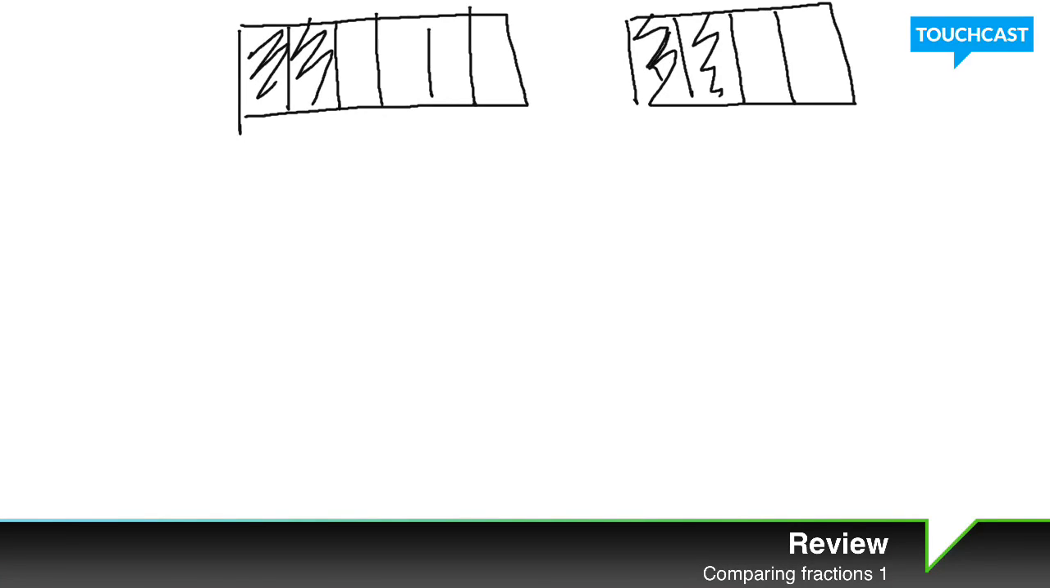Alright, this is a review of comparing fractions. And for those of you who were not here the past 2 days or were not paying attention, comparing fractions is thinking about which fraction is bigger and which fraction is smaller. Alright, so let's take a look.